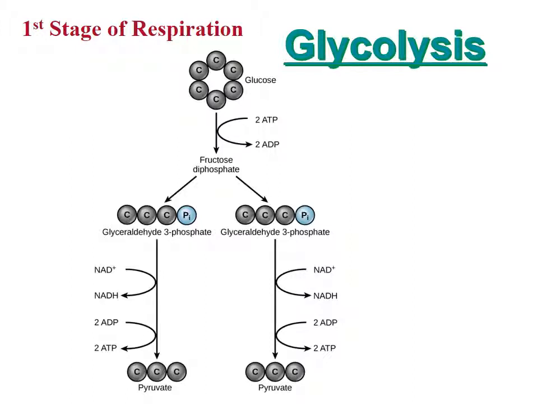Now this little P here with the I, that is a phosphate group. Remember we saw that on adenosine triphosphate. ATP has 3 phosphate groups. So these newly formed molecules are called pyruvate. Okay, you'll see that down here, pyruvate.